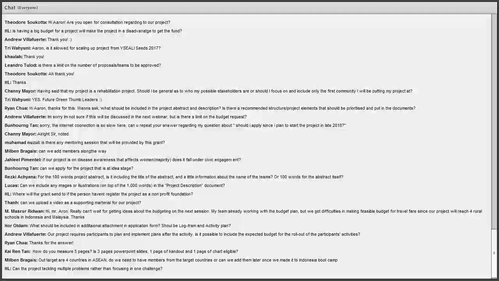HL, where will the grant send it to if the person hasn't registered the project as a nonprofit foundation? HL, that's a wonderful question. So we'll talk about this next week in the budget template document, but you really need to have a treasurer. The reason for this is the treasurer needs to open up a bank account or have a bank account that is available to receive funds. We will transfer the funds for the project to the treasurer's bank account.